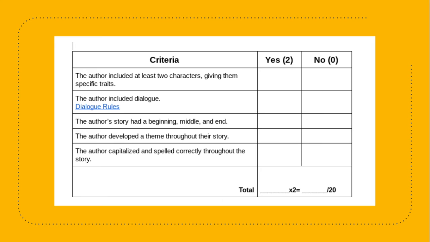The author's story had a beginning, middle, and end. That's important to every story, right? And then the ends are always kind of up to you guys how you want to end your story. I know some of the stories we've read this week are kind of open-ended, and you can end your story like that if you choose to.